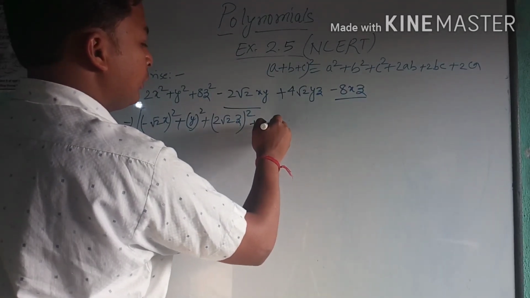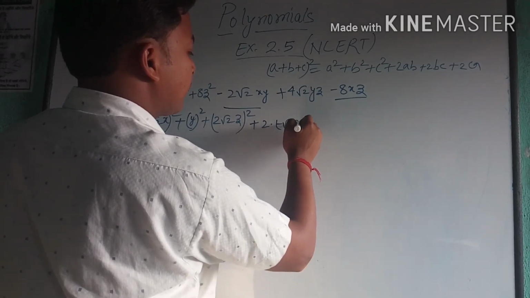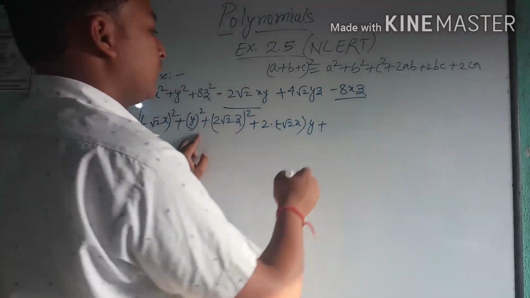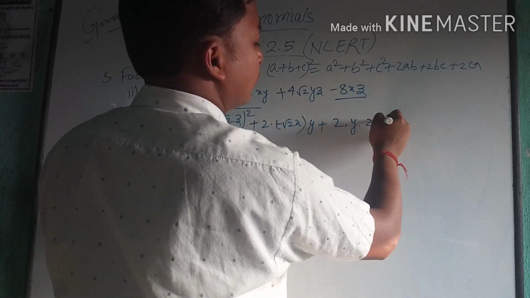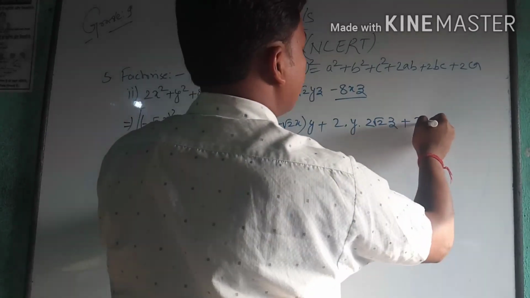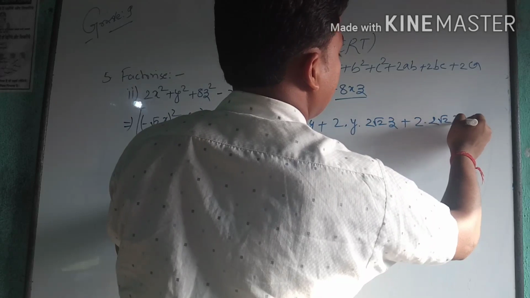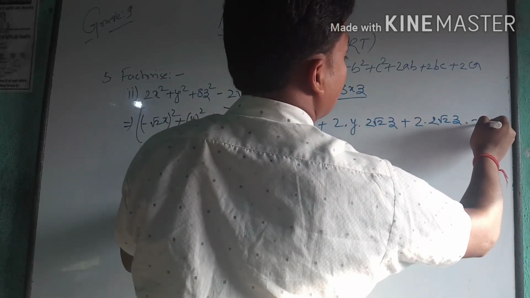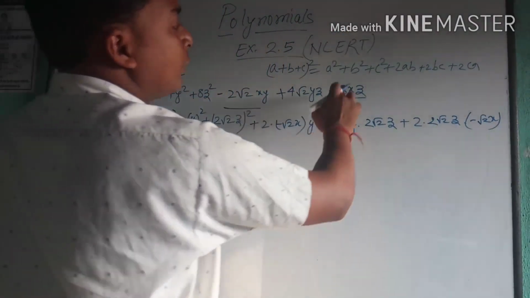Plus 2 into a is your minus root 2, b plus 2bc, c is your 2 root 2 z, plus 2ca, 2 into c, c part is your 2 root 2 z into a part is your minus root 2 x. Now these all will fit this formula.